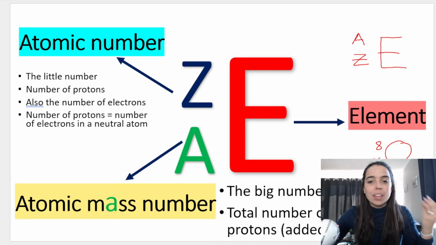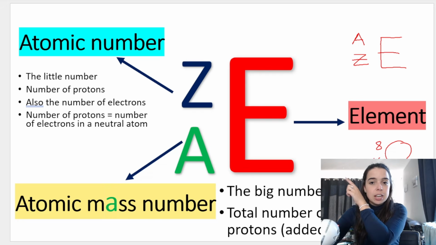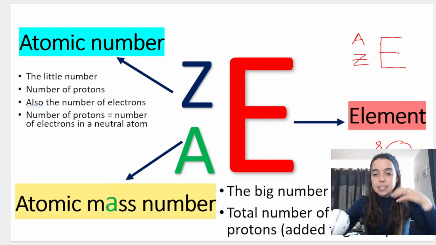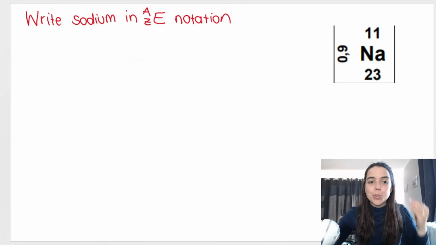Right. So if I had to ask you to write sodium, because we were speaking about sodium, in this notation, let's actually do it in this notation, EAZ. How would it look? So there's the question. I've also pasted sodium from the periodic table. Sodium's in the first group.